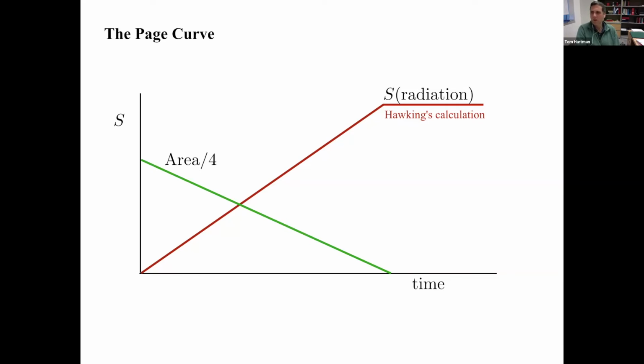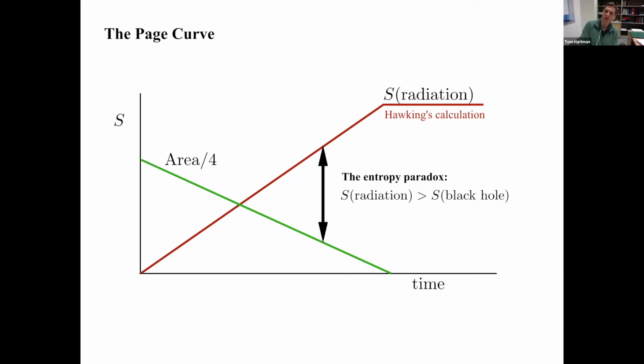Now we can also consider the entropy of the black hole according to the Bekenstein-Hawking area law, which says the entropy of the black hole should be its area over 4. And the black hole information problem becomes a problem when these two lines cross. When the red line goes above the green line, that's when we have a problem, because the radiation entropy is supposed to come from entanglement between the Hawking radiation and the inside of the black hole.